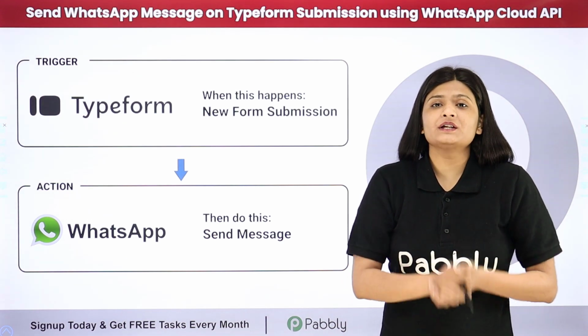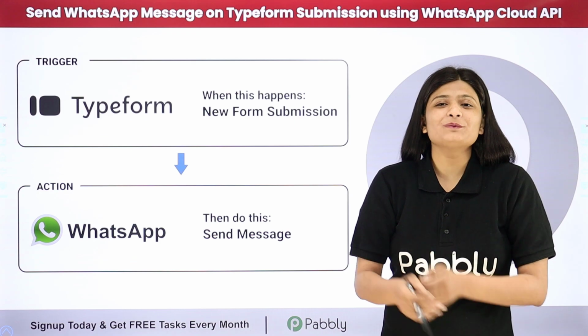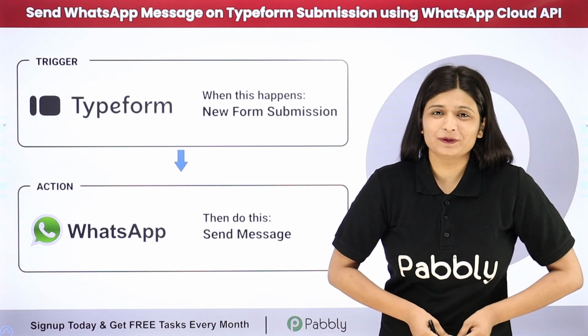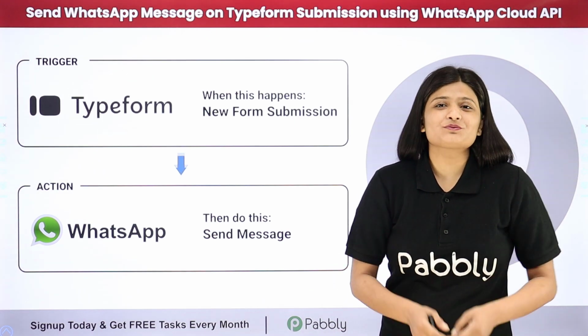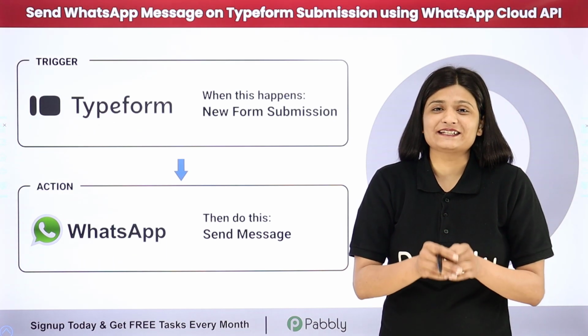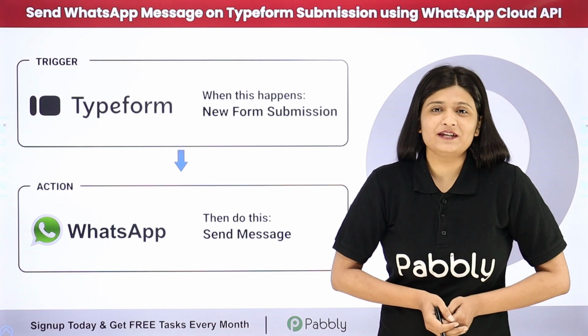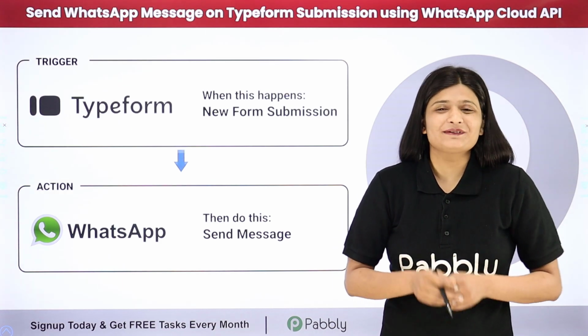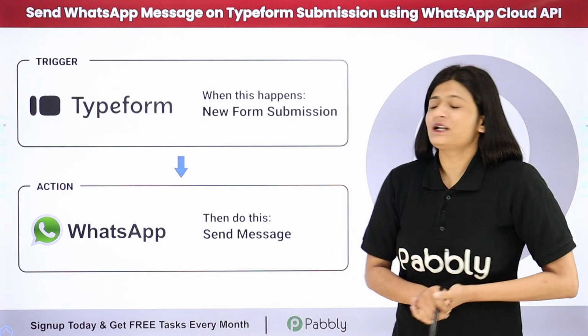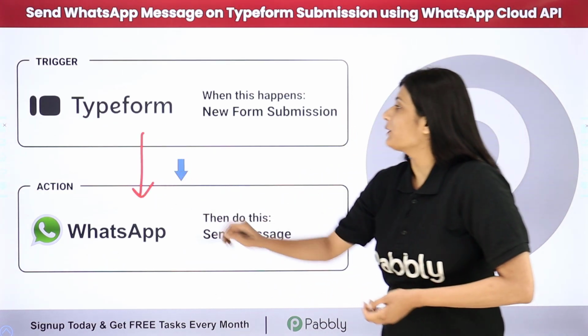Now, doing this manually will be a very tedious and time-consuming task, so I am completely going to automate this process. And to do this automation, I am going to use Pabbly Connect. Pabbly Connect is an amazing automation and integration software which requires no coding or programming skills. Here, I just need to build a connection between Typeform and WhatsApp Cloud API.